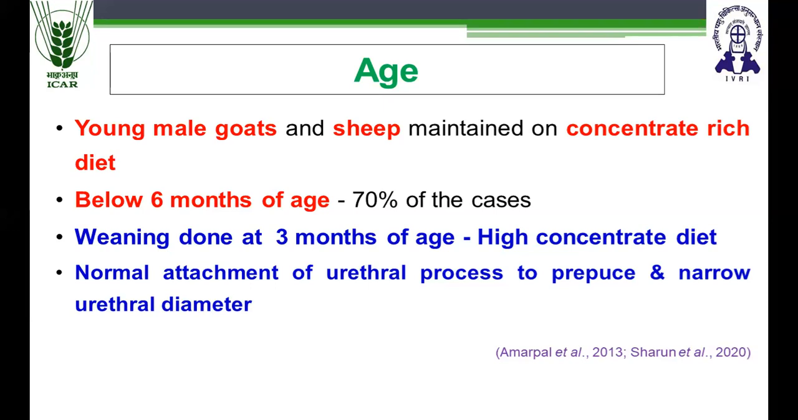And one more thing is that in young ruminants, in young sheep and goat, the urethral process will be attached to the prepuce. It will get separated only at the age of puberty. Until then, the urethral process will be attached to the prepuce and the urethral diameter will be narrow. So in such cases, it is more susceptible to urolithiasis.